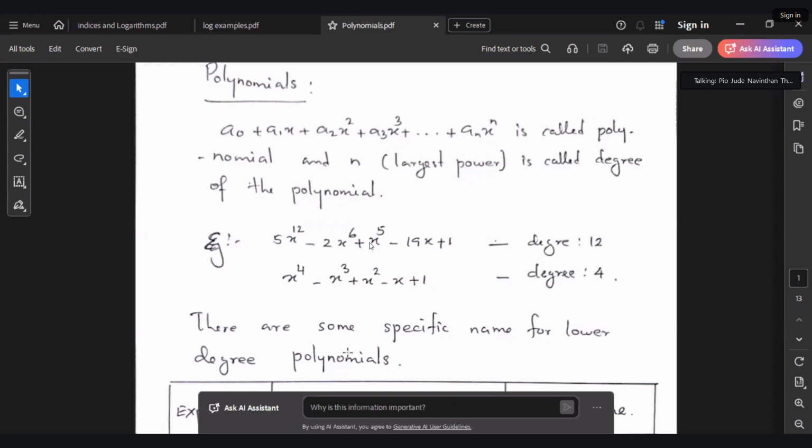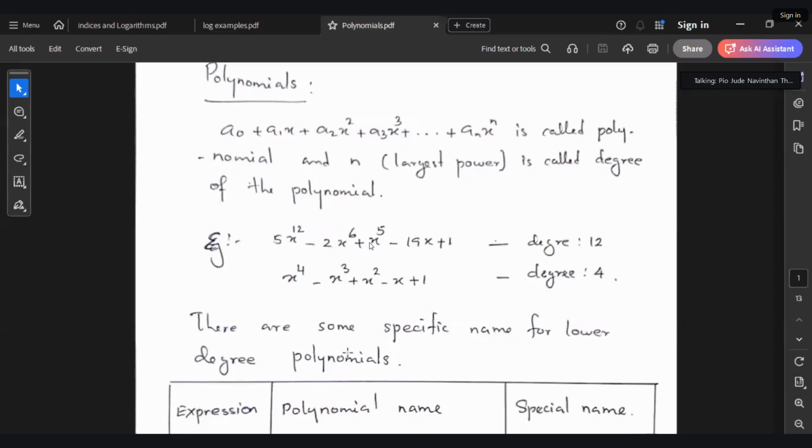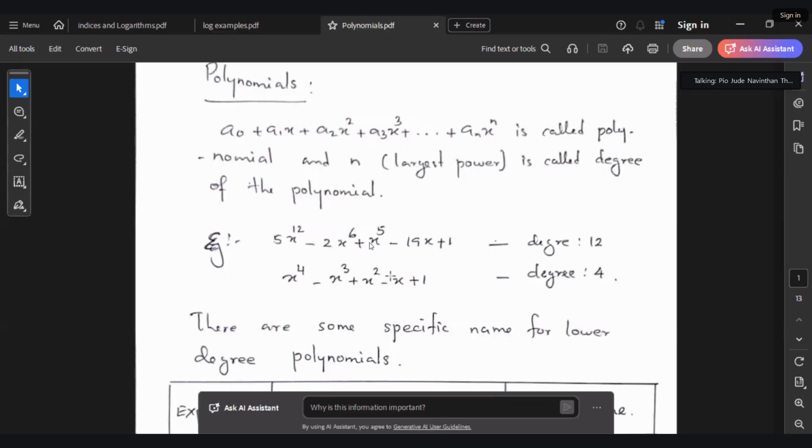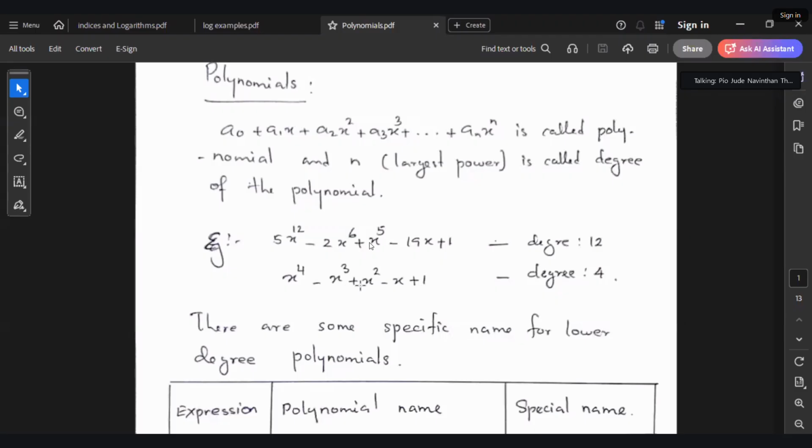Sometimes late join people may think, so I am explaining for the late join people. So how can we find it? According to the power of x, right? We can say a0, a1, a2, a3.